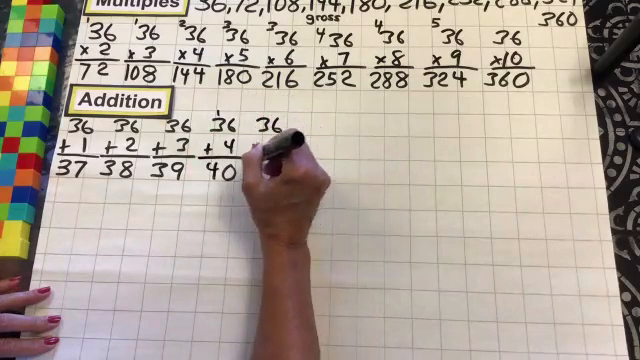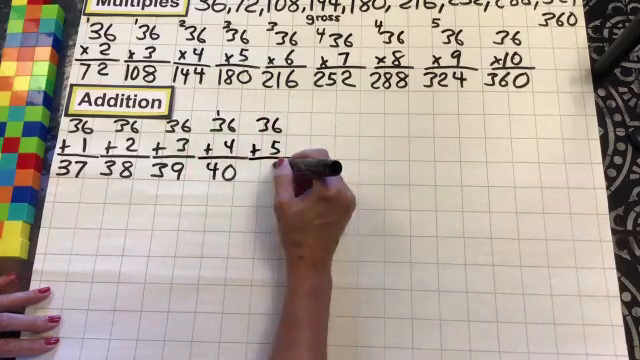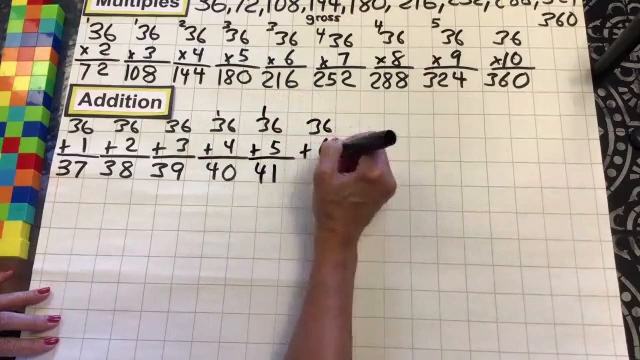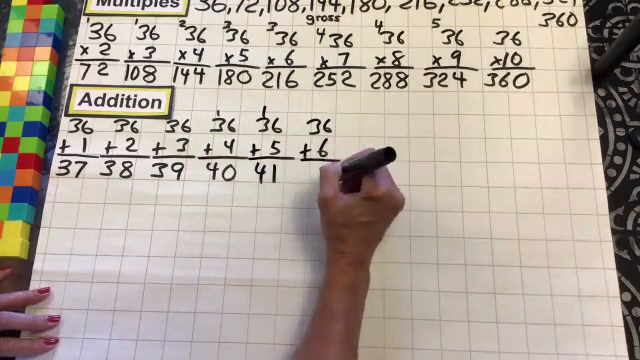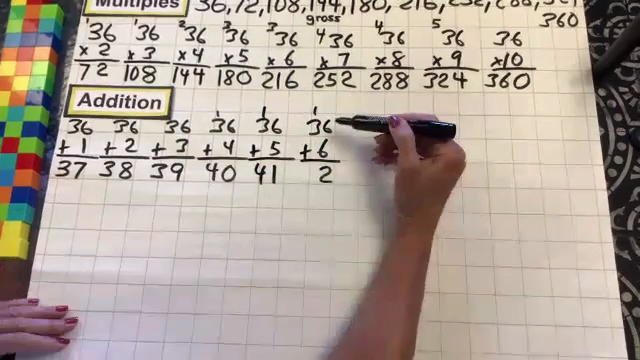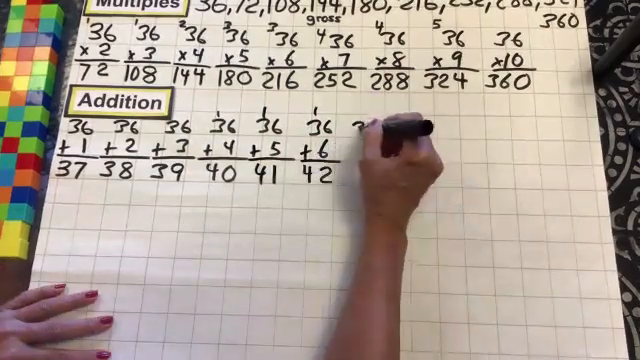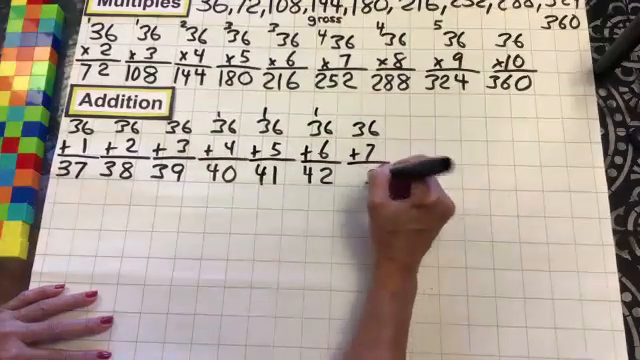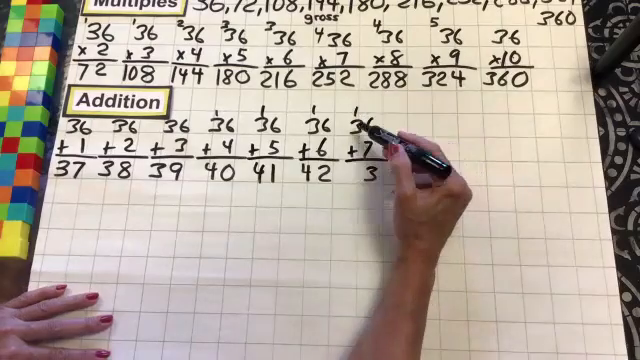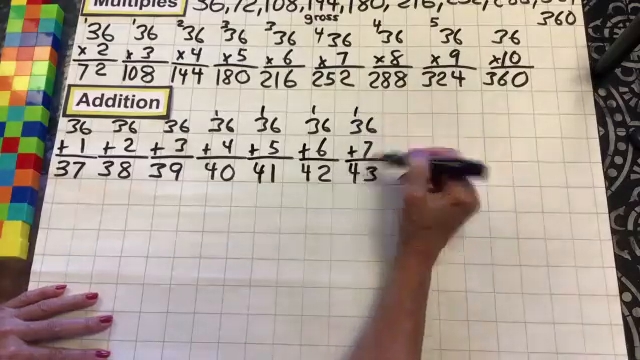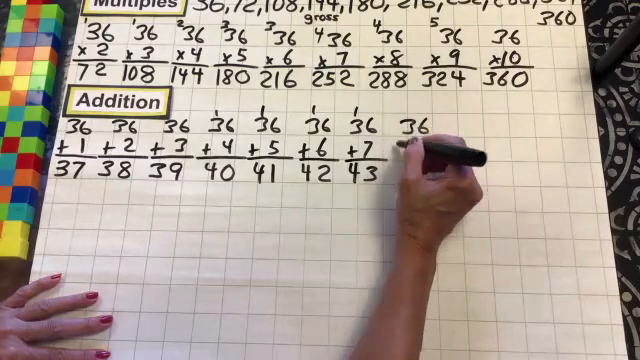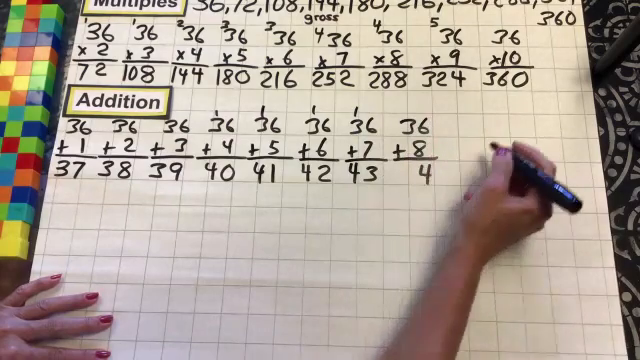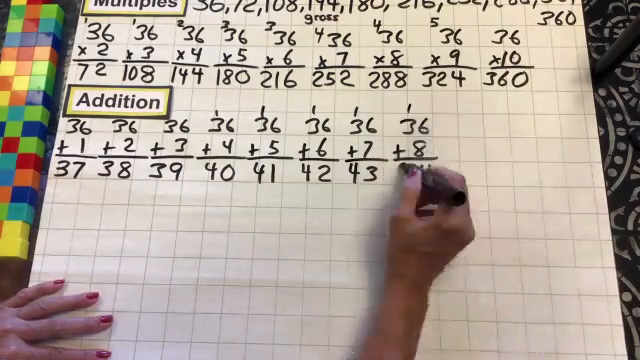36 plus 5. 6 plus 5 is 11. Drop the 1, carry the 1. 1 plus 3 is 4. 36 plus 6. 6 plus 6 is 12. Drop the 2, carry the 1. 1 plus 3 is 4. 36 plus 7. 6 plus 7 is 13. Carry the 1. 1 plus 3 is 4. 43. 36 plus 8. 6 plus 8 is 14. Drop the 4, carry the 1. 1 plus 3 is 4.